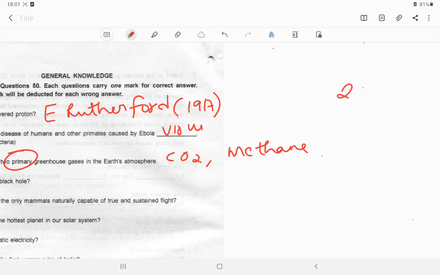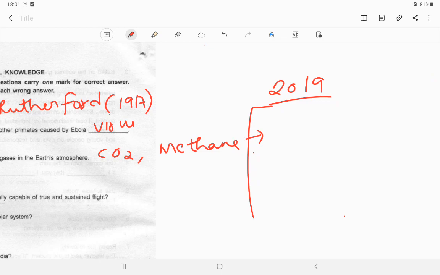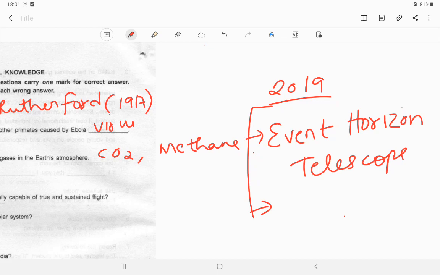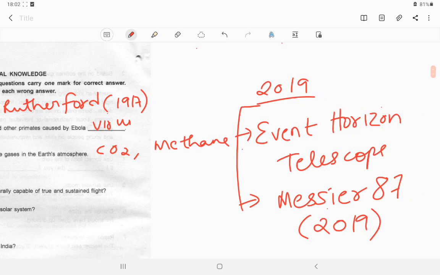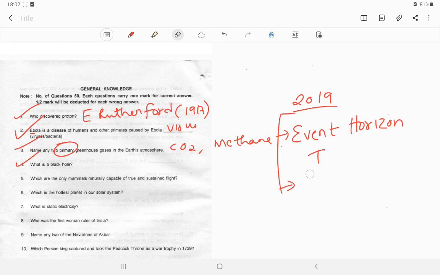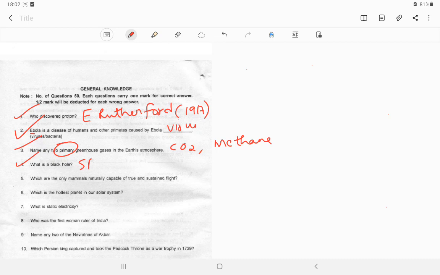And recently in 2019 they took a photograph of a black hole. They might ask what telescope took the first ever photograph of a black hole. It is the Event Horizon Telescope, and the black hole is Messier 87, discovered in 2019. So this is the answer: Messier 87, and the telescope name is Event Horizon. The definition is a point in space where gravity is so strong that even light cannot escape.